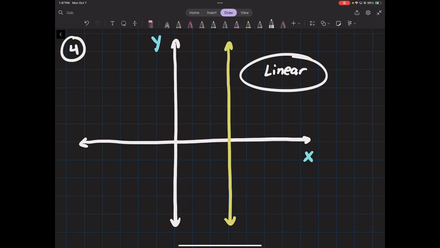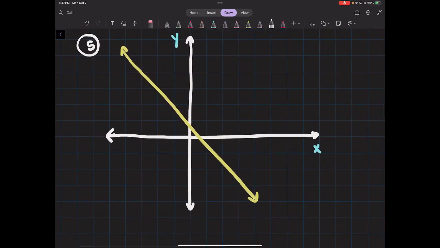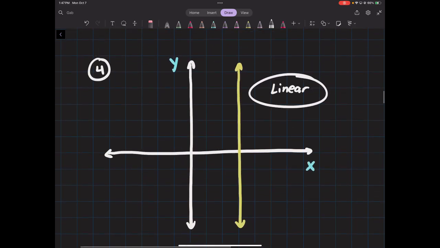Are you guys done with this? We're done. Okay, next. That's a linear. Does it matter if it's not exactly in the middle? Does not matter. Well, this one's not exactly in the middle either.